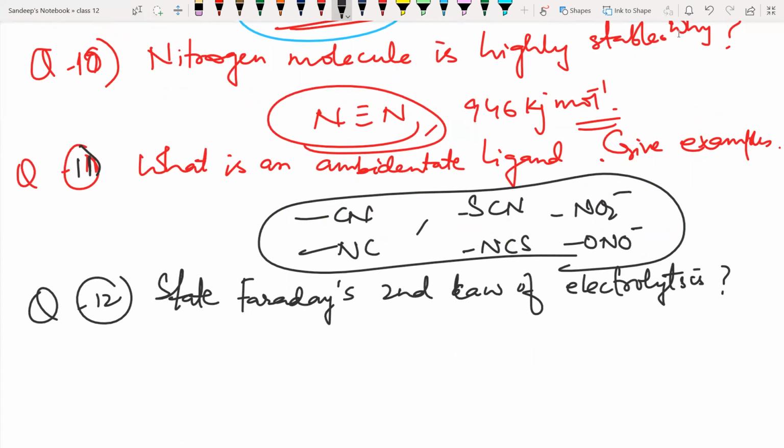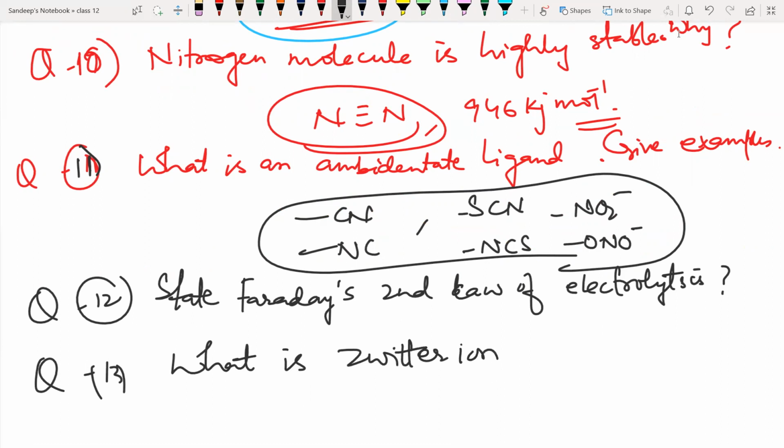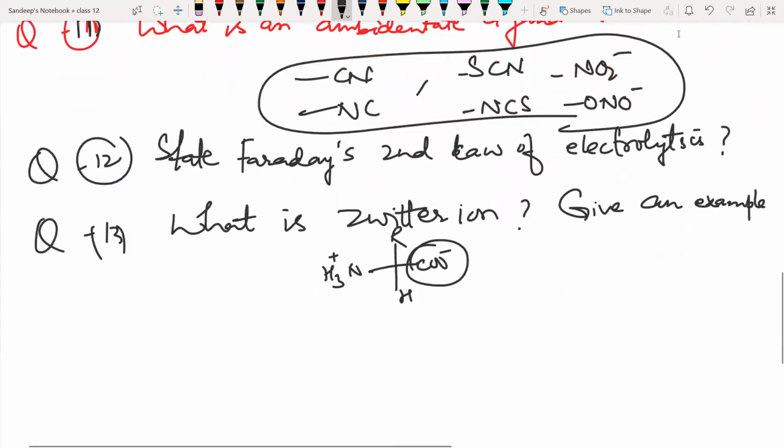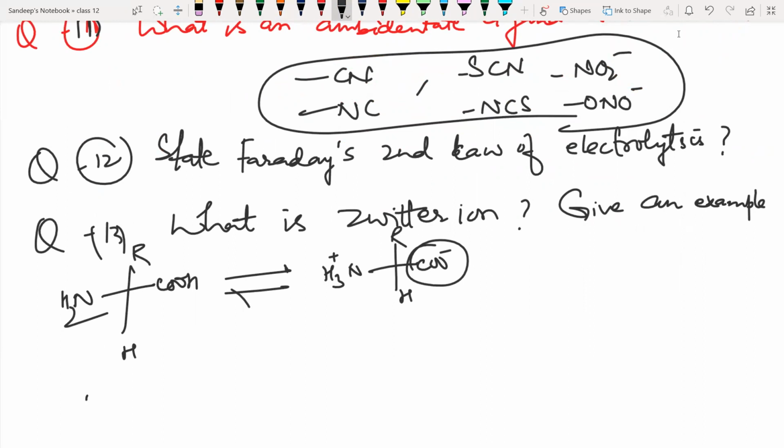Next is zwitterion. What is a zwitterion? It is also called a dipolar ion. Amino acids, sulfanilic acid exist as zwitterions. You can give an example of an amino acid. So this is an example of a zwitterion. The carboxylic group loses a proton, the amino group accepts a proton, giving rise to a dipolar ion. That is called a zwitterion. These are actually alpha amino acids.